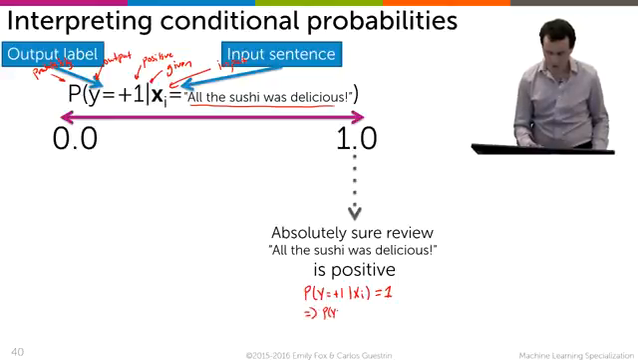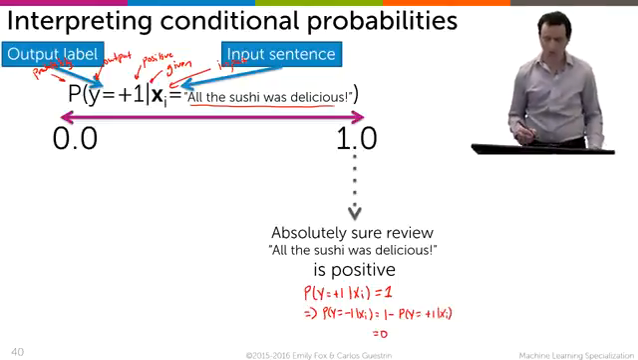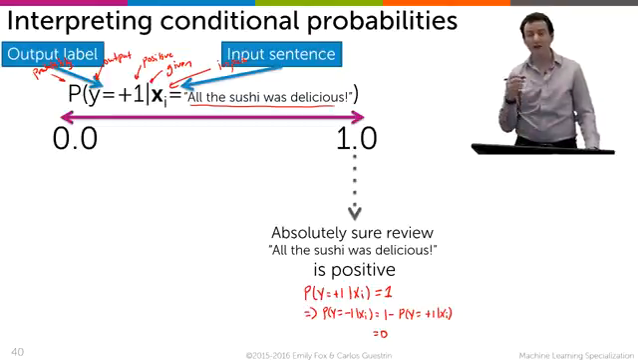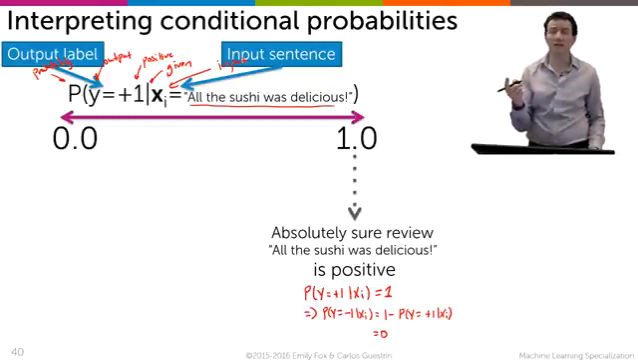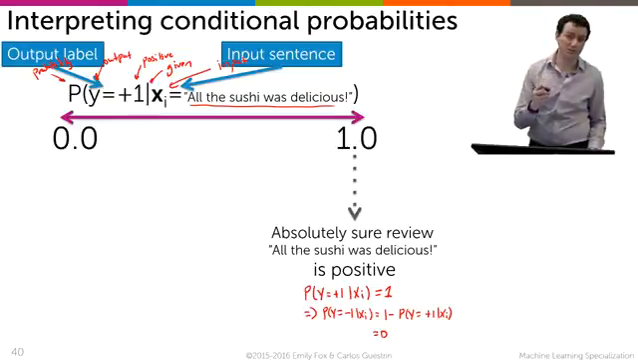The probability that y is equal to -1 given xi is 1 minus the probability of y equals +1 given xi, which in our case would be 0. So what does that mean? That if the probability that this is a positive review, given that the input sentence is all sushi was delicious, is 1, then the probability that it's a negative review is 0.